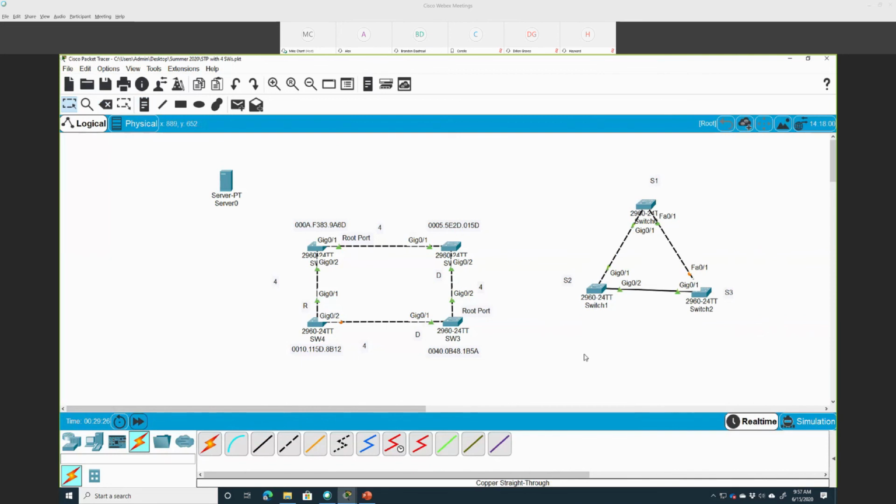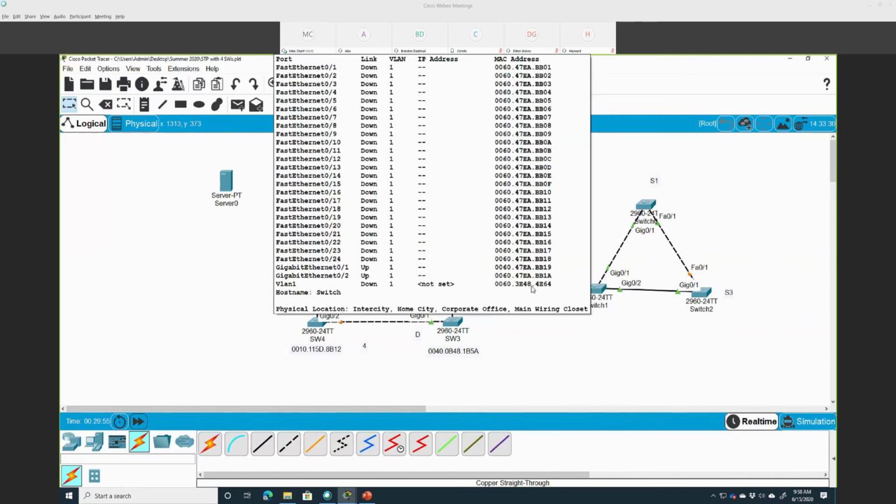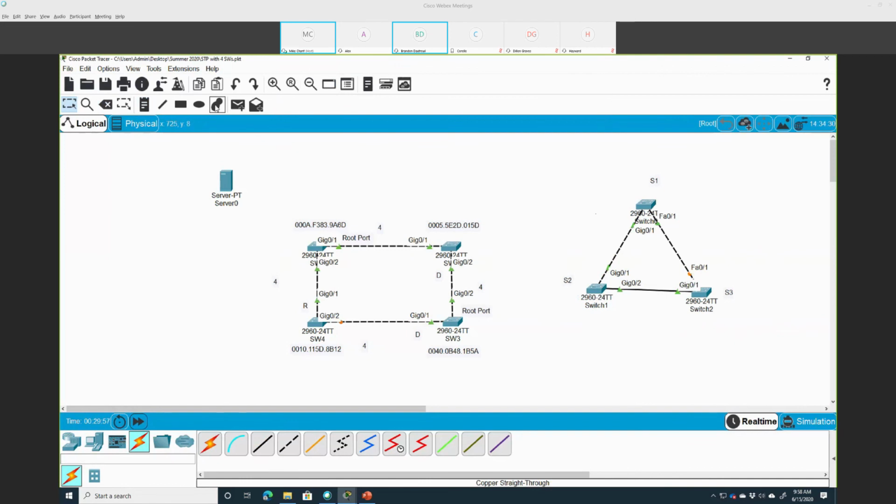Okay. You see that? Now it's blocked over here. You see? Now things have changed. So now I think S2 is a root bridge. Let's check it out. So how do you know?